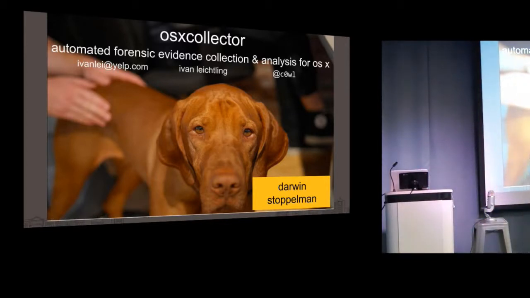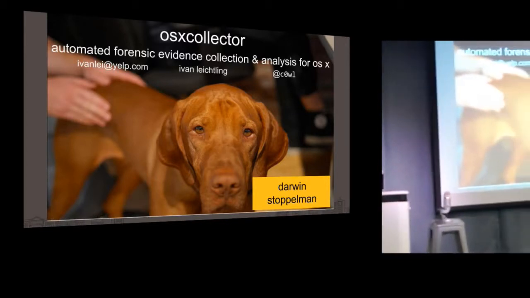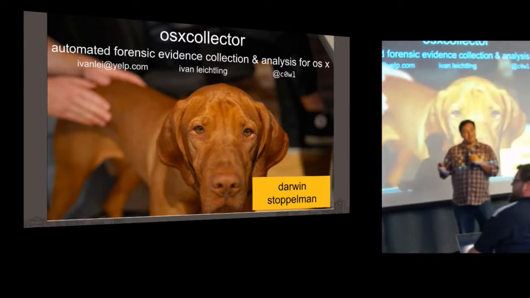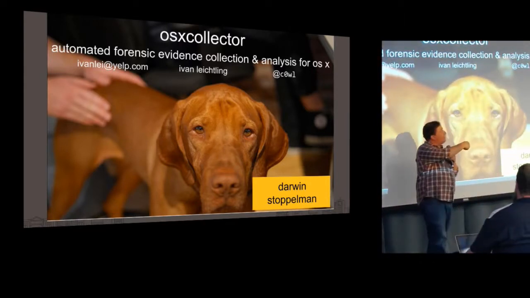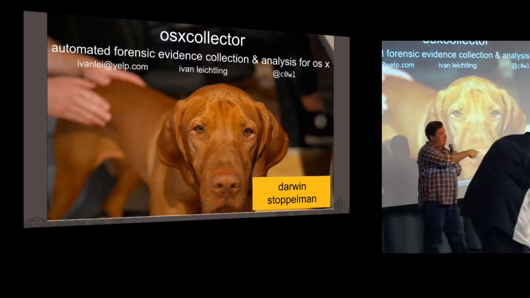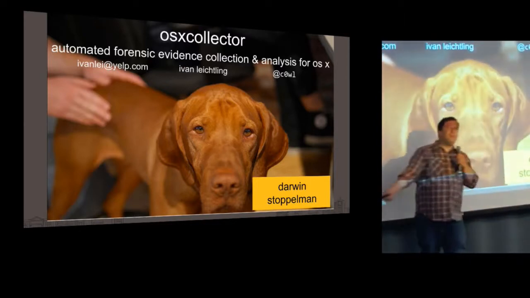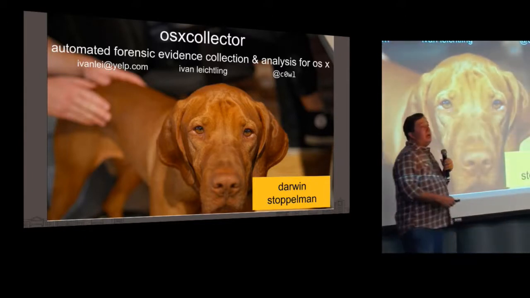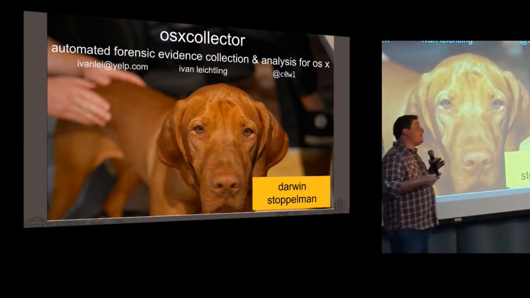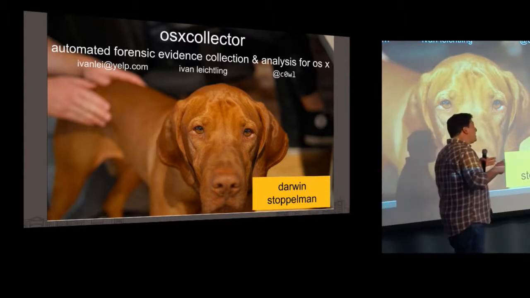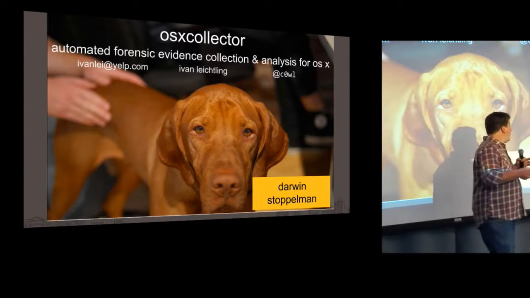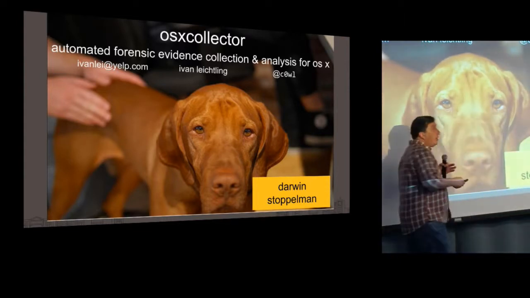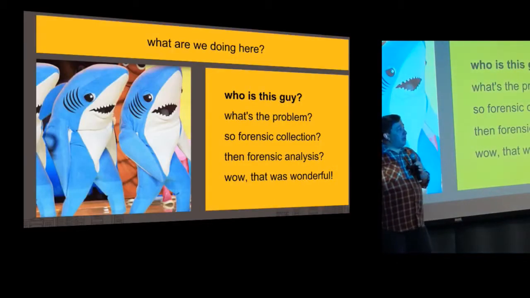Hey everybody, we're good? Audio, video, you can hear me, you can see me. That's me. The dog is the dog I watch on The Office, but that's me, Ivan, and we're here to talk about OS X Collector. OS X Collector is an automated forensic evidence collection and analysis toolkit for OS X that we built here at Yelp. So what are we doing here?